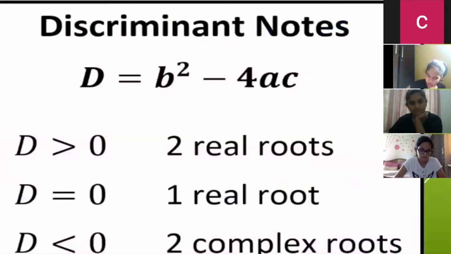Now children, please note this. Discriminant, capital D is equal to b square minus 4ac. This will decide the nature of the roots. Nature means whether the roots are real, or equal roots, or complex roots. It will decide that. Simple thing: b square minus 4ac. D greater than 0, 2 roots will come. D is equal to 0, 1 real root, meaning both are equal only, like 2, 2, 3, 3, 4, 4. D less than 0, 2 complex roots.